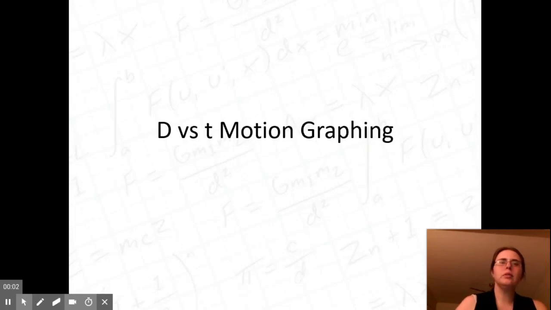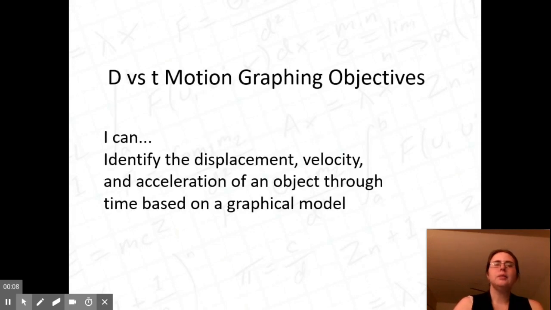Hello, everyone. Today we're going to be talking about displacement versus time motion graphing. The objectives for today are to be able to identify the displacement, velocity, and acceleration of an object through time based on a graphical model.